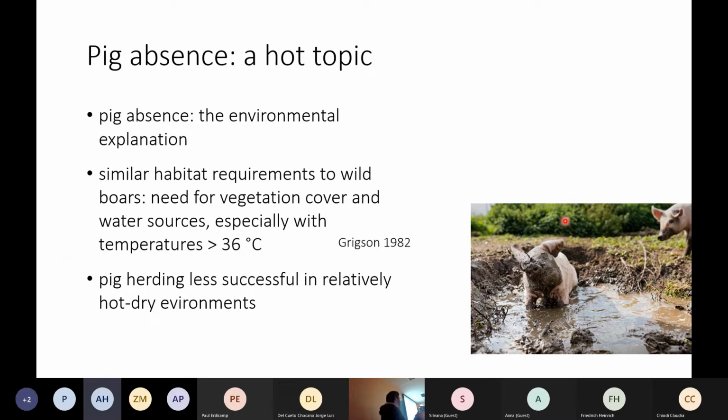These requirements were passed on to the pigs, which also need vegetation cover and water sources, especially with temperatures above 35 degrees, which are often the case in Egypt. And this may suggest that pig herding is less successful in relatively hot, dry environments. So the environmental explanation could apply.